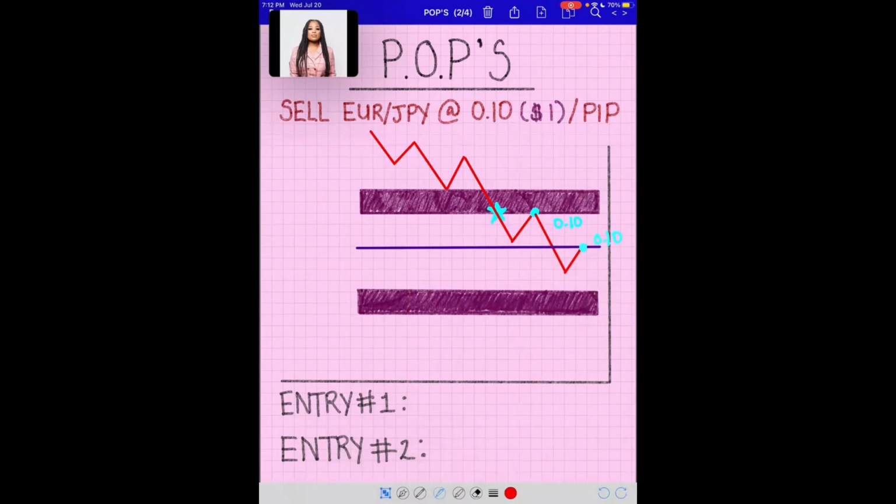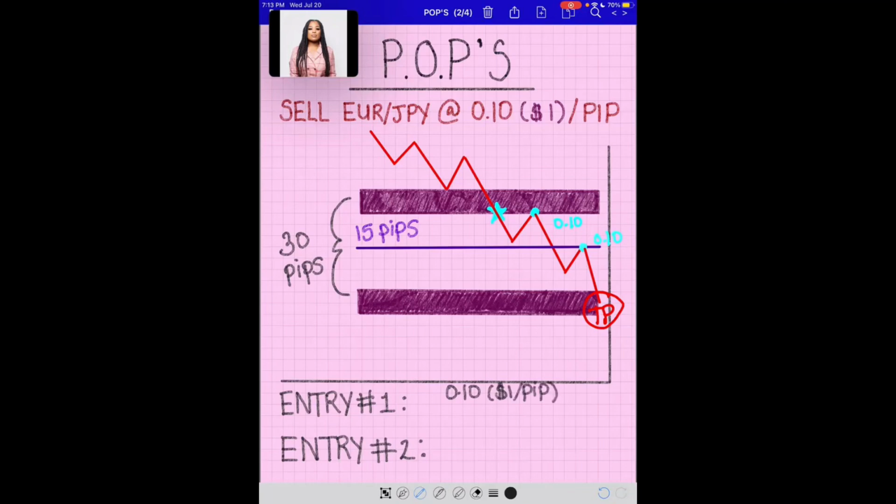And after our second entry, the market actually continues down to our take profit zone. So this time between these two zones, you guys, there was actually a distance of about 30 pips. So that means that about halfway between these two zones was a distance of 15 pips. We leveraged a 0.10 representing $1 per pip.